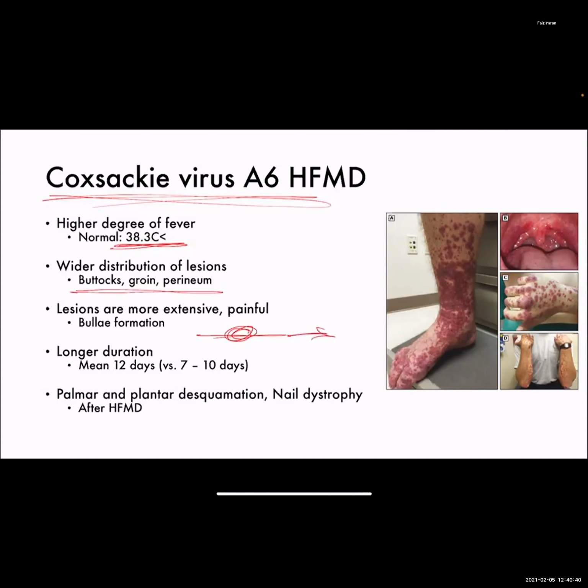The lesions are usually vesicles, but with this virus, when it gets worse, a vesicle can turn into a bulla, which is a larger version of a vesicle. And they can last longer as well. Usually the lesions resolve within 7 to 10 days. This one can reach 12 days. They also have complications after the presentation of the disease, namely palmoplantar desquamation and nail dystrophy.